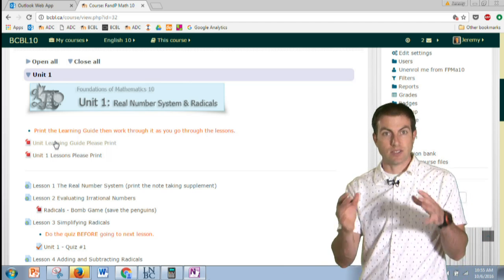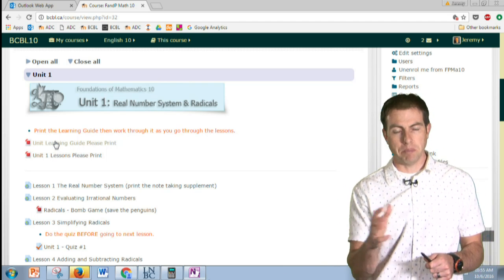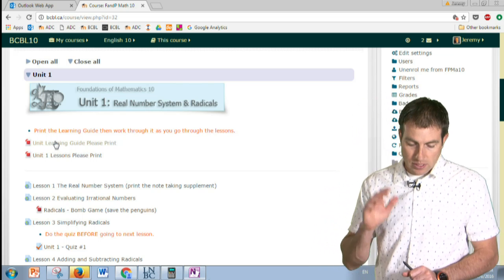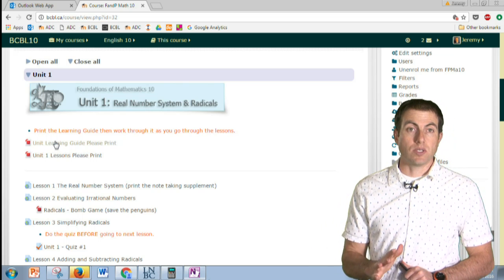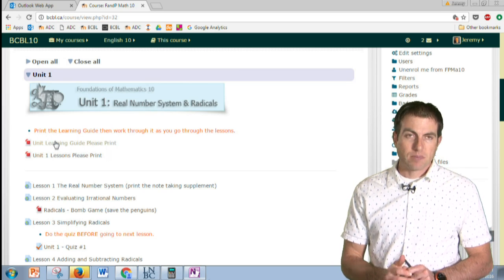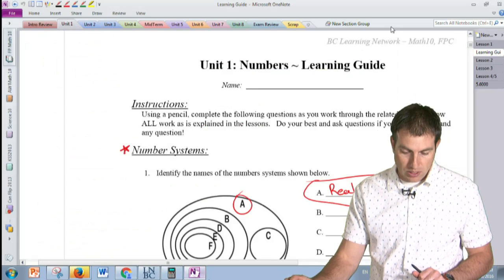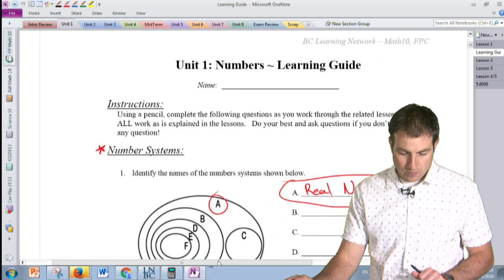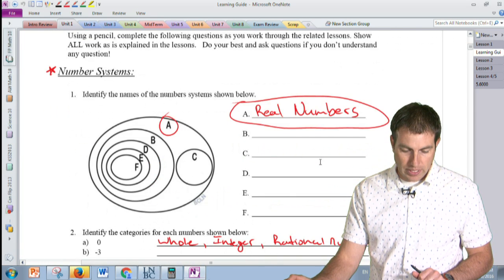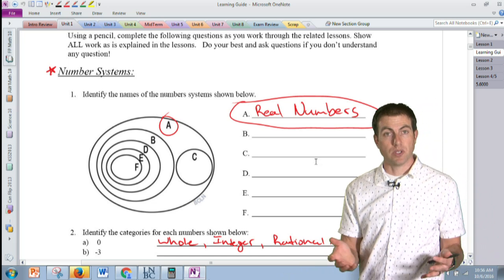So we kind of just finished lesson 1. Normally I'll finish a class at the end of a lesson. We're kind of caught mid-lesson. But anyways, usually what I'll do is I'll say, okay, that's lesson 1, and then I'll look at the learning guide. So let's look at the learning guide, and we'll see what the learning guide has.